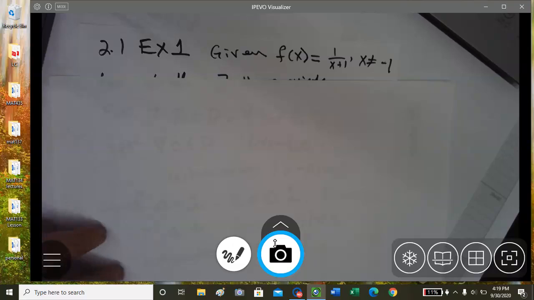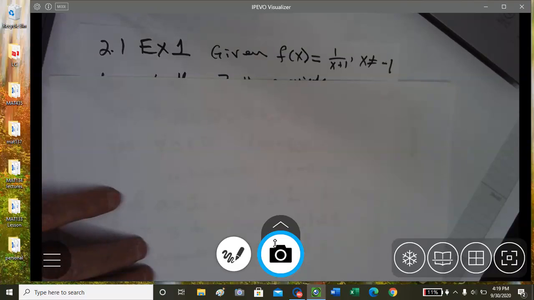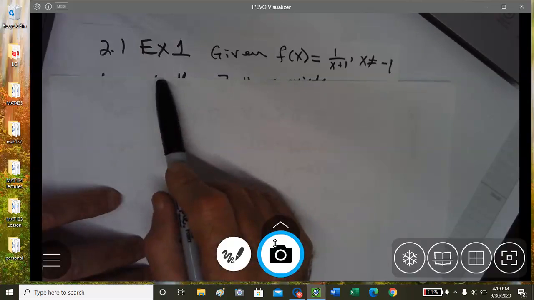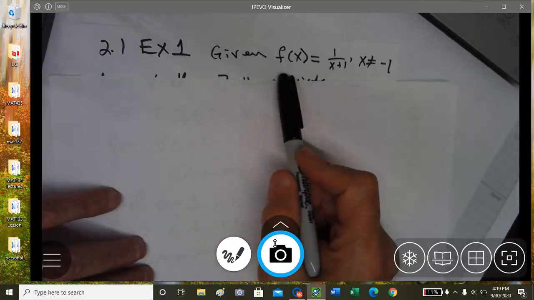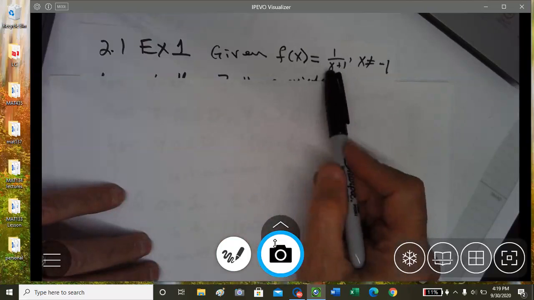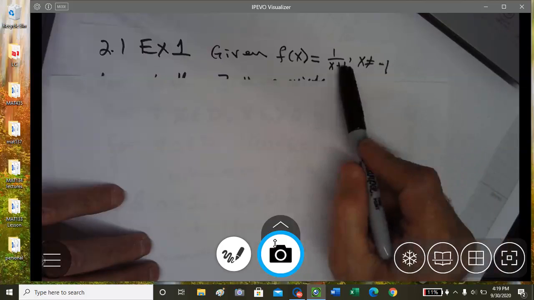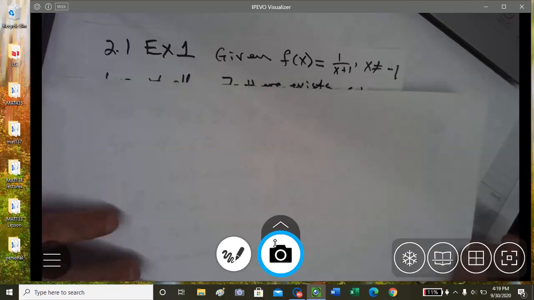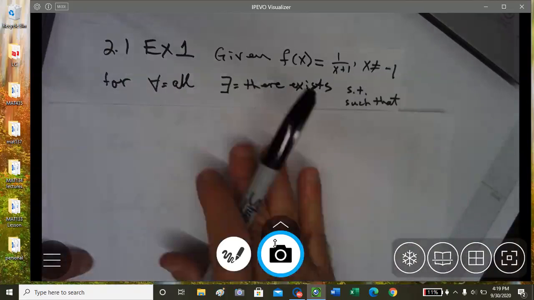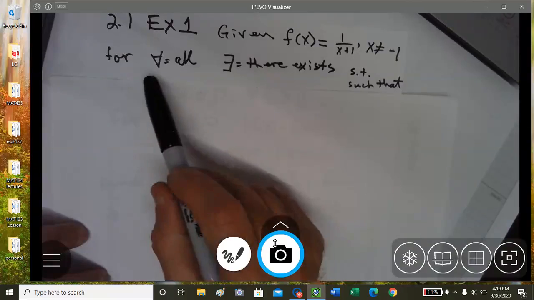Okay, this is lesson 2.1 continued. This is example 1. Here we're given our function f(x) = 1/(x+1), where of course x cannot be negative 1, otherwise we get an undefined there. And so let's look at symbology first.